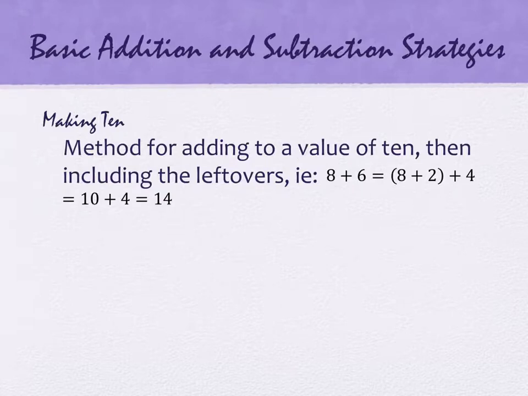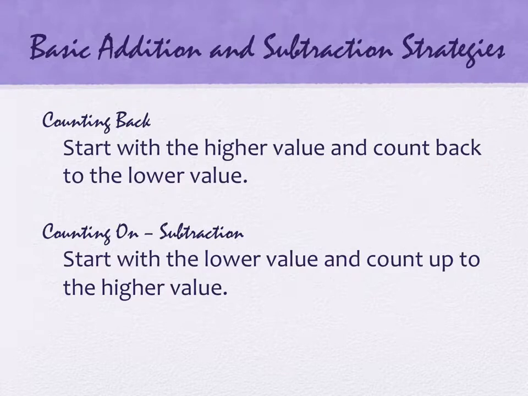A couple more. One is counting back. So this is a subtraction strategy. If you were working on 15 minus 3, you start with 15 and you count backward, kind of like when we were adding and we counted up: 15, 14, 13, 12, right? Tactile learners work really nicely using their hands to do something like that.